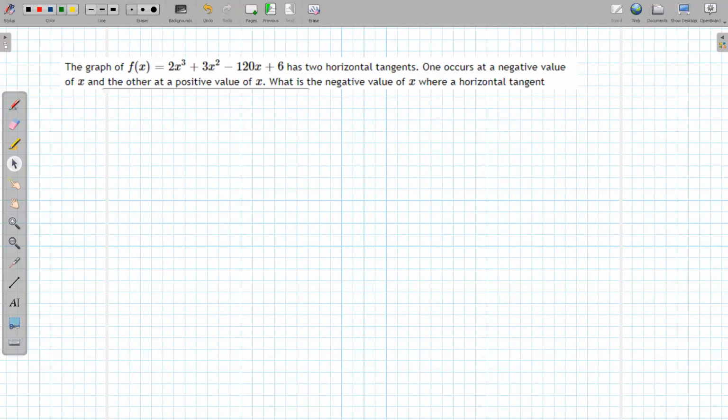All right, so again, we're asked here about horizontal tangents. A horizontal tangent means that the slope is 0. Okay, so horizontal line, slope is 0. f prime of x, the derivative, is a slope function for the original curve. It tells us the slope at any point. So we need to find the slope function and see when it is 0.